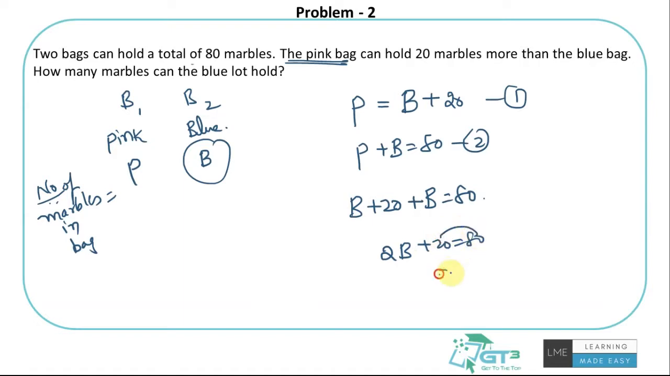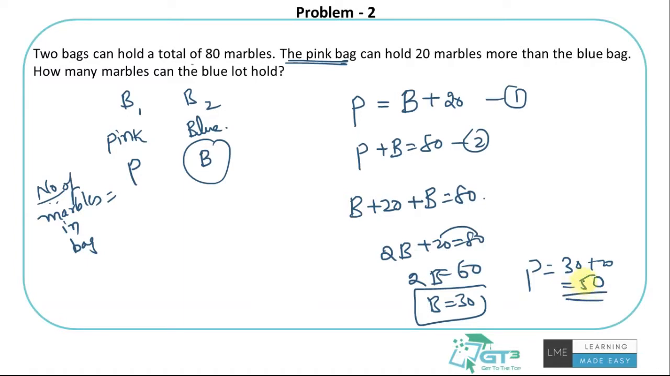This goes this side. 80 minus 20 is 60, so 2B is 60. So B is 30. That's the required thing, right? And P, I will just find it out. 30 plus 20 is 50. So the number of marbles the pink bag can hold is 50 and the blue bag can hold 30. The sum is 30 plus 50, 80, and the pink bag 50 is 20 more than 30. That's why both the statements are satisfied. That's how you solve this question.